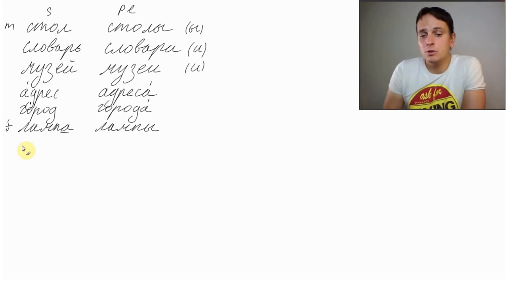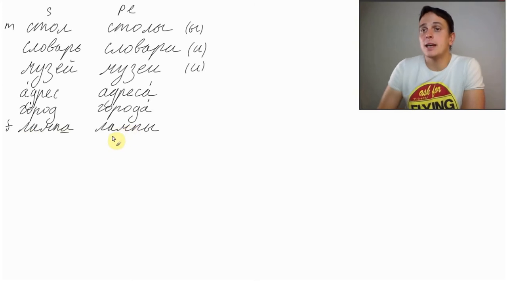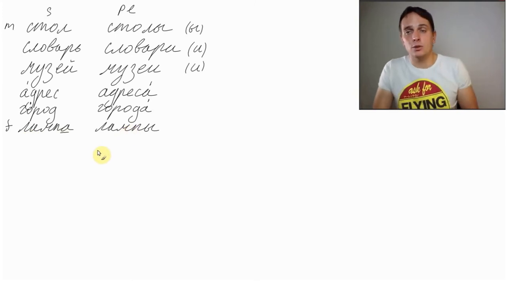Another example for this would be газета, газеты. Газета is a newspaper. Газета, газеты. Lampa, lampy. Try to recognize the pattern. So, lampa, lampy, газета, газеты. If you have a feminine word, not alive, ends in a, let's change a to y, because we know this pattern.